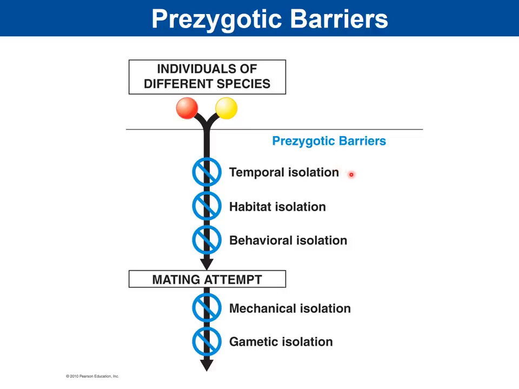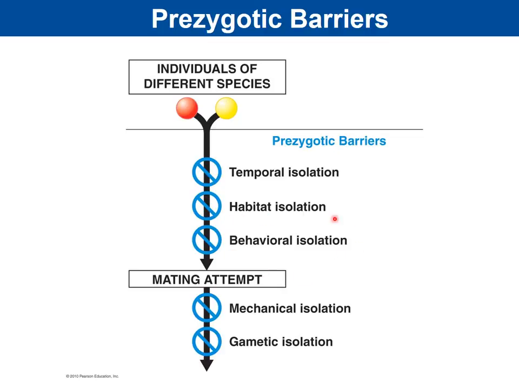Temporal isolation is time. So maybe they mate at different times of the year. Maybe one is a nocturnal organism and one is out during the day. So temporal refers to time. Habitat isolation, if you talk about an organism's habitat, it's like where does it live? So if two organisms have different habitats, if one lives on land and one lives in water, they're going to be physically isolated from one another, and therefore they're not going to be able to breed.